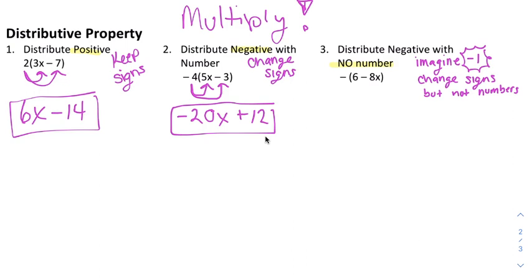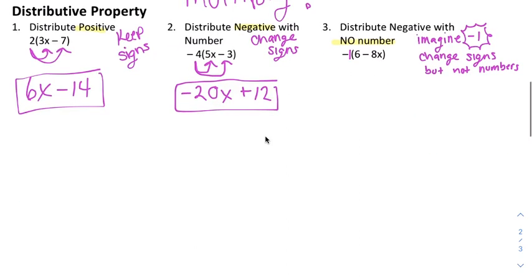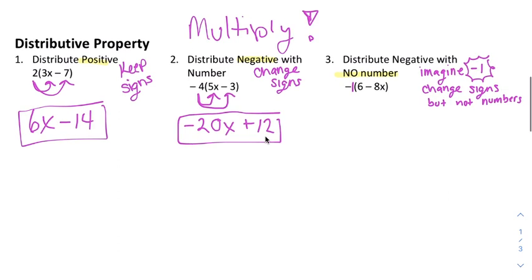All right, last one is what to do when you're distributing just a negative, but there's no number in front of the parentheses. I'm going to zoom in real quick. Think about that as kind of having an imaginary little 1 here. What that's going to do for us is it's going to change all of our signs, but it's not going to change our number. So negative 1 times 6 makes a negative 6. Basically, I just changed the 6 to a negative.